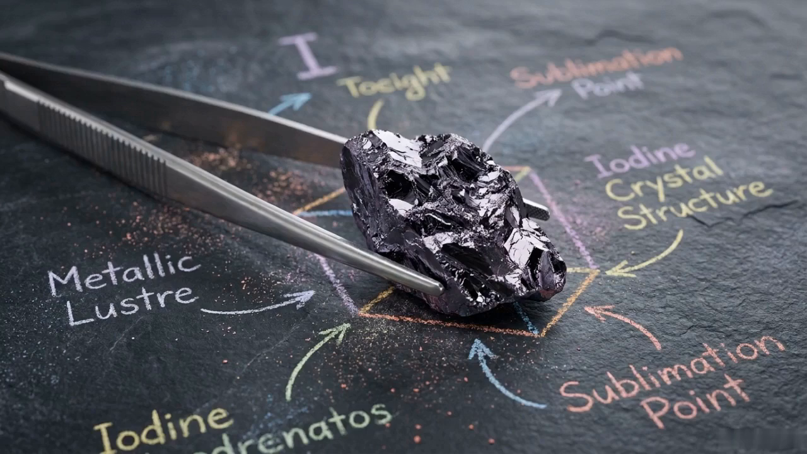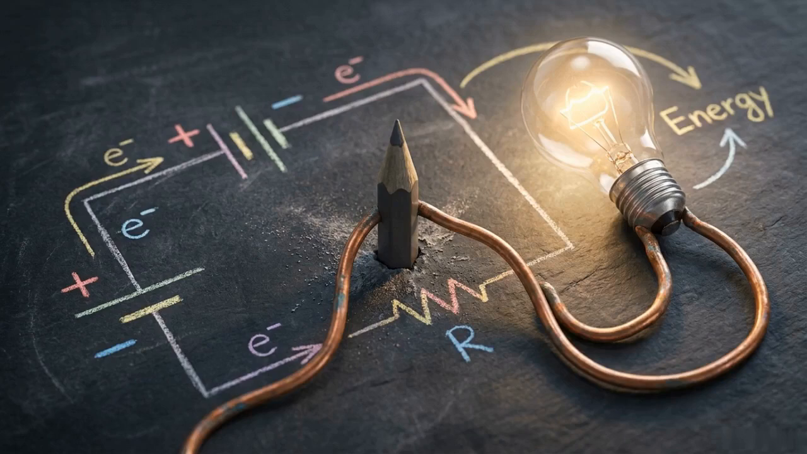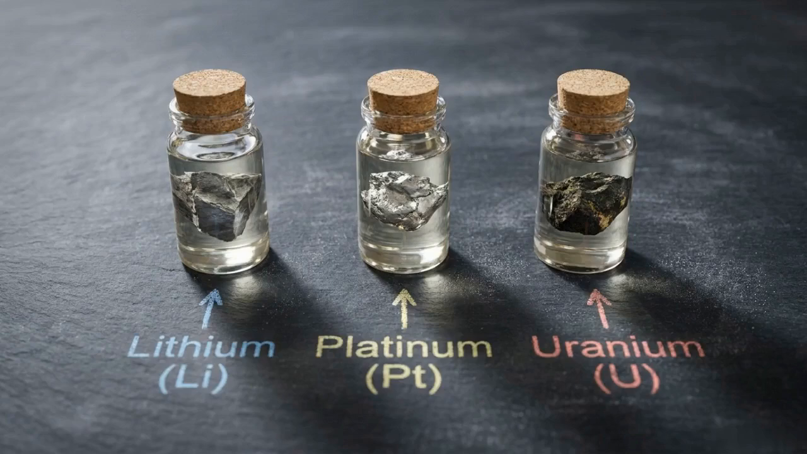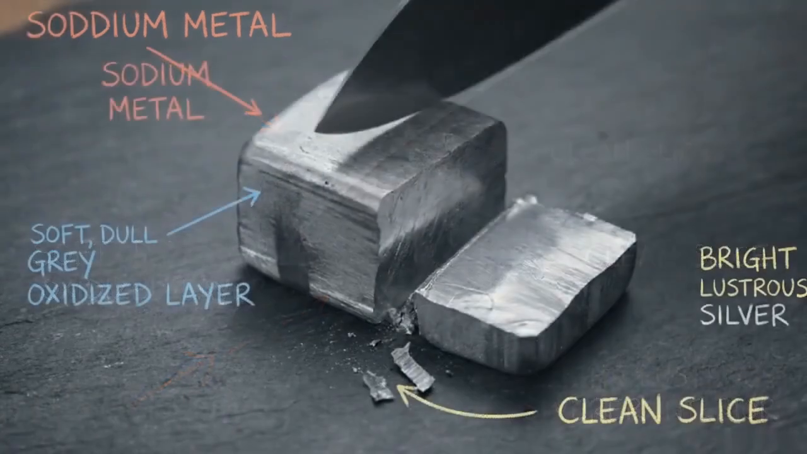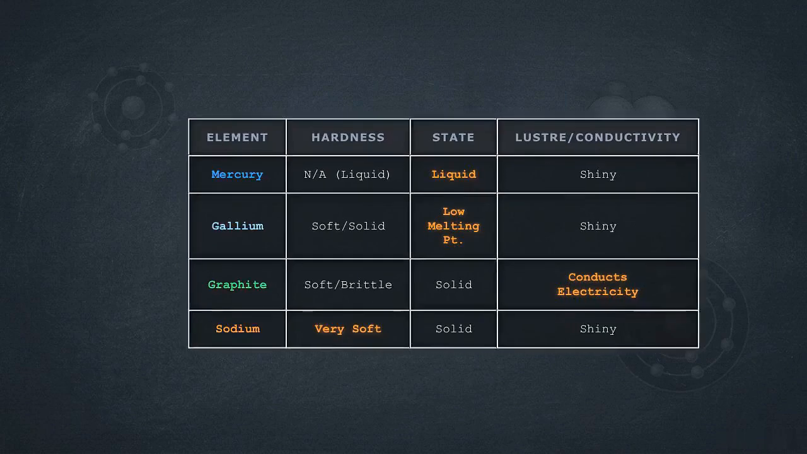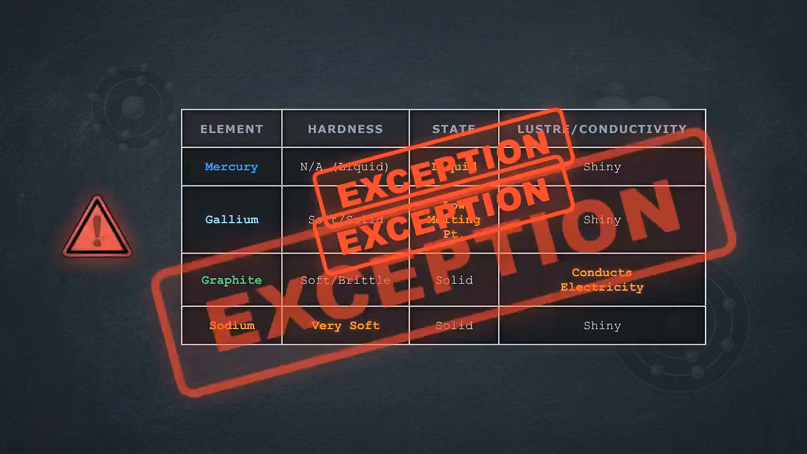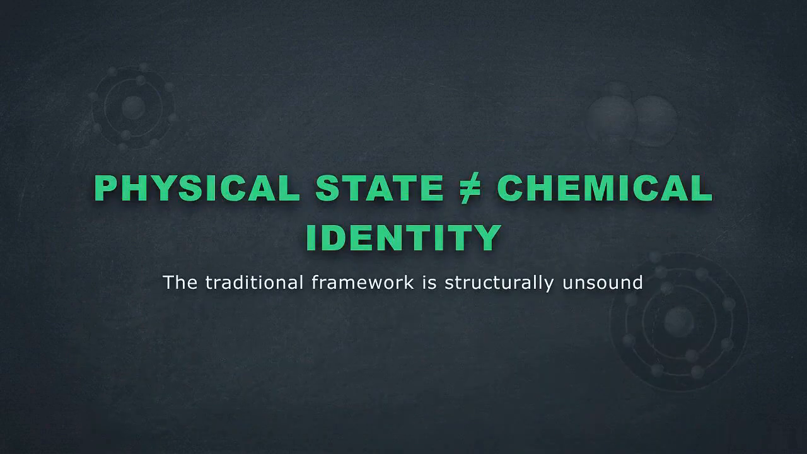Iodine is a nonmetal, yet it possesses a distinct metallic luster. Carbon, in the form of graphite, acts as an excellent conductor of electricity. Then there are the alkali metals, like lithium, sodium, and potassium. These are metals so incredibly soft that they can be sliced clean through with a standard kitchen knife. When you map these anomalies onto this grid, the traditional framework collapses entirely. You cannot rely on physical state to definitively group the periodic table.